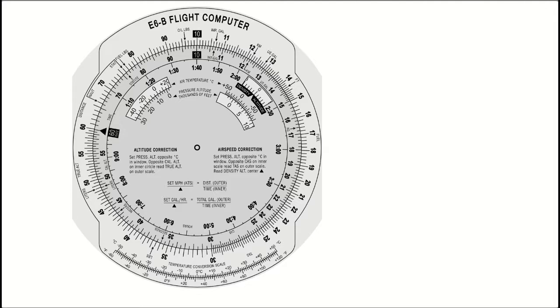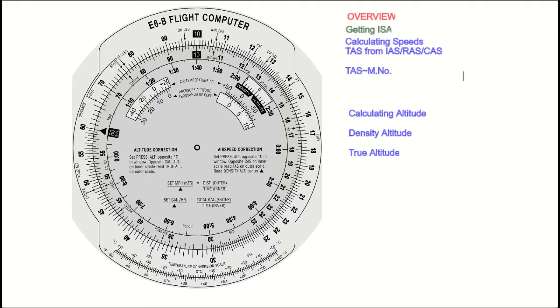What we are going to see is an overview of the flight computer. We'll see how to get ISA conditions, how to calculate speeds, that is TAS from IAS, RAS or CAS, how to calculate TAS from Mach number, and then we'll see how to calculate altitude, that is density altitude, and true altitude when the pressure altitude is given.